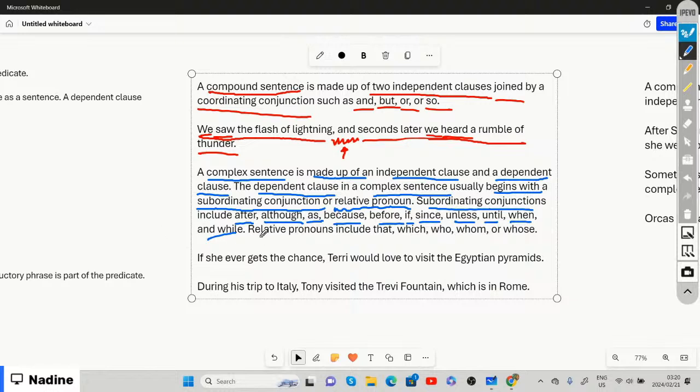And then a relative pronoun, it is words such as which, whom, who, and whose. So it includes words such as which, who, whom, or whose. Example: if she ever gets a chance, Terry would love to visit the Egyptian pyramids. And if we look at that, the word if is a subordinating conjunction.